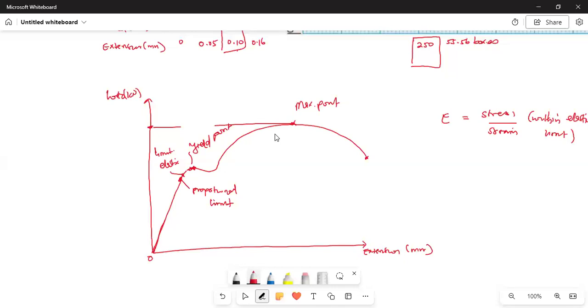Is it the same as the ultimate stress, the maximum point? The stress you calculate there is the maximum stress or ultimate stress. The point is a point; the point is not the stress. You understand? Okay, all right.